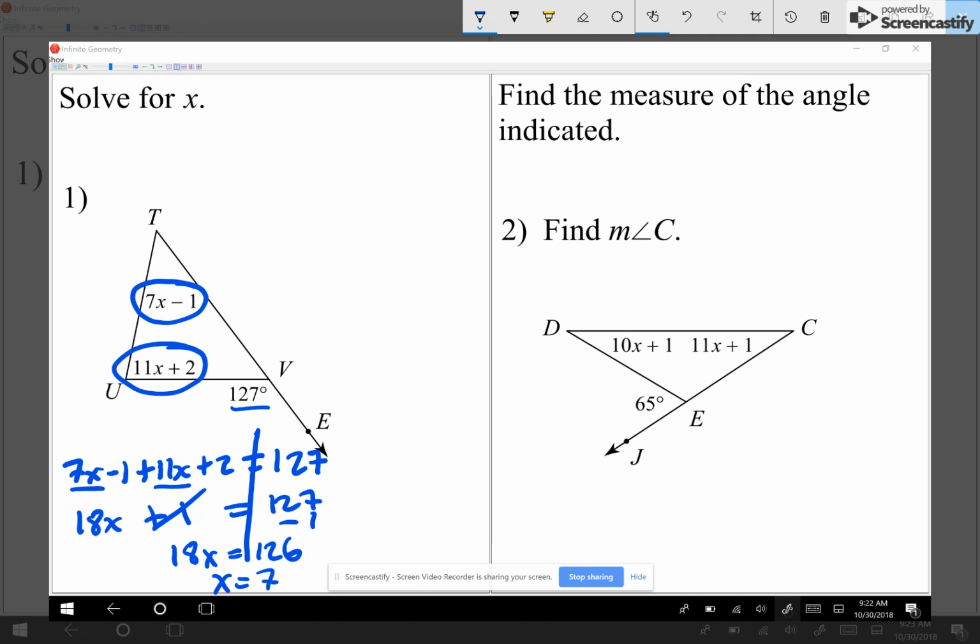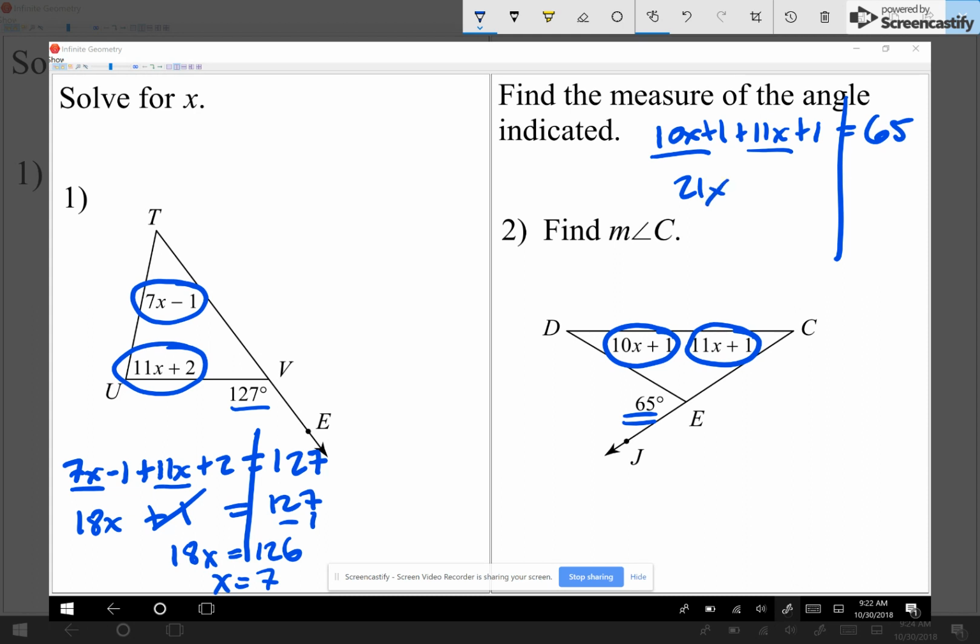Now looking at my example number 2, once again, add the two angles on the inside. 10x plus 1 plus 11x plus 1 is equal to, in this case, 65. Separate them through the equal sign. Combine your like terms. 10x plus 11x is 21x. 1 plus 1 is 2. So this is equal to 65. I just condensed the left side. Let me move the 2 over as a minus 2. So I have 21x equals 63. We can agree x is equal to 3, right? Divide both sides by 21.